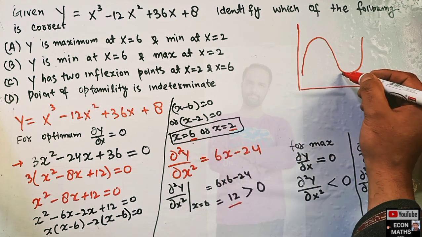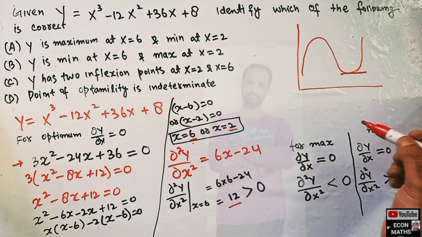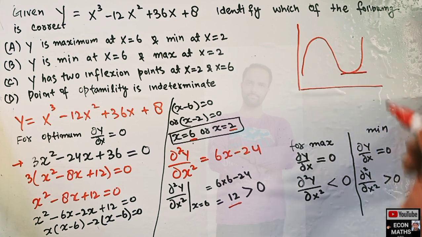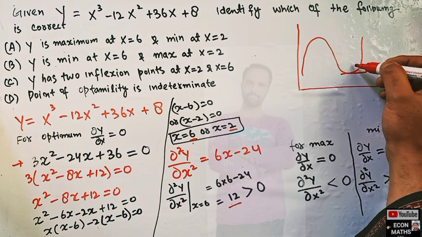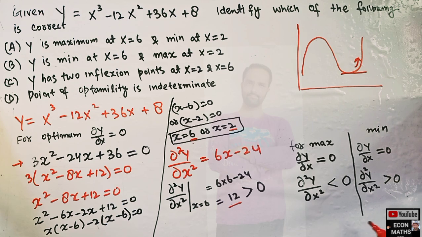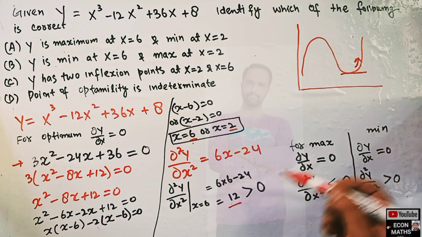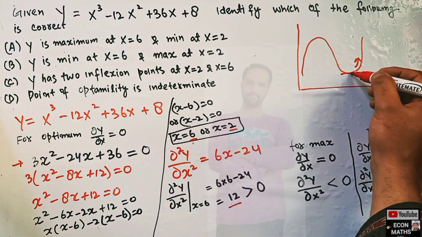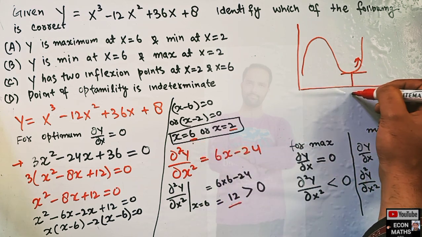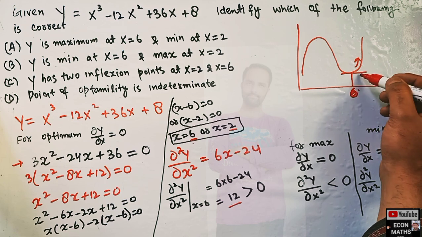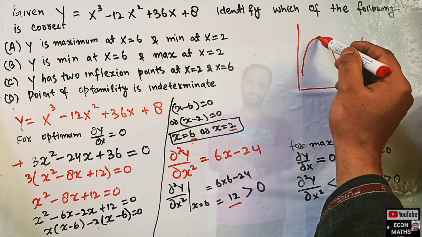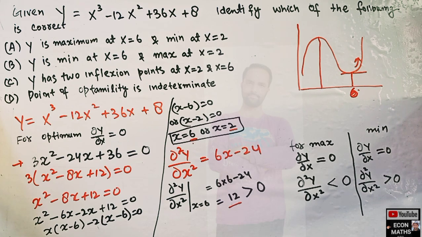Okay, so here the slope is equal to 0, and the second derivative is rising. So the slope of the slope is positive. That means this point x is equal to 6 is a minimum. So we have here x is equal to 6. Let me write it here. So this will be the minimum point.